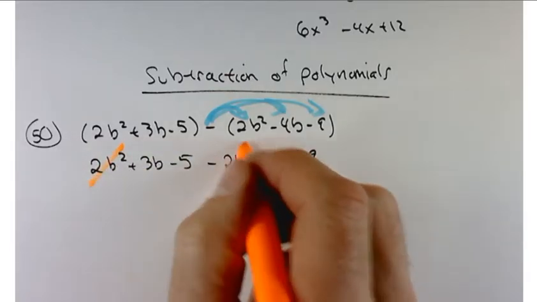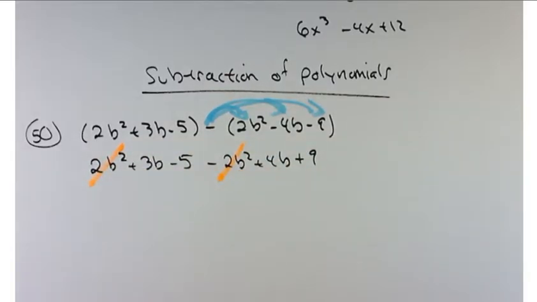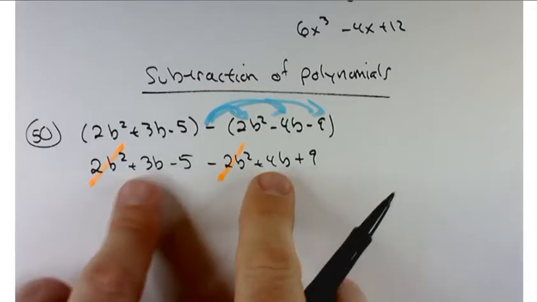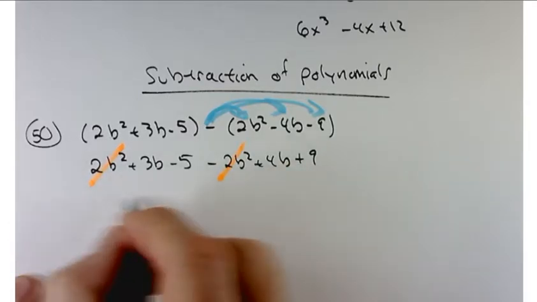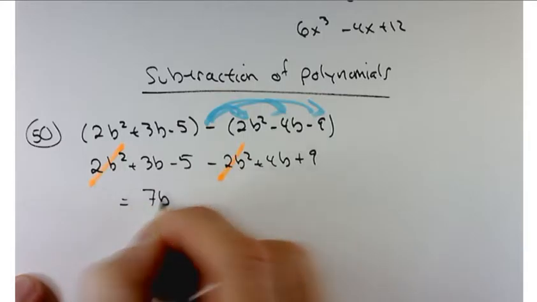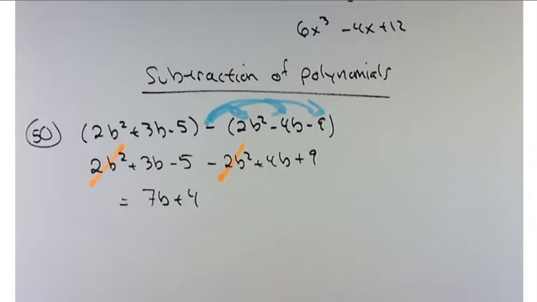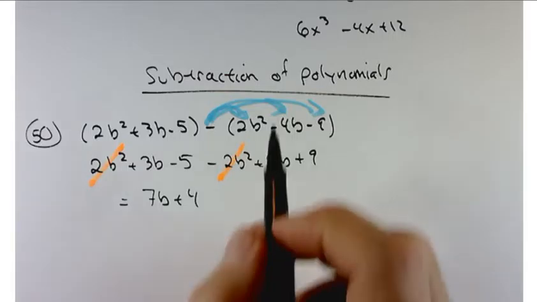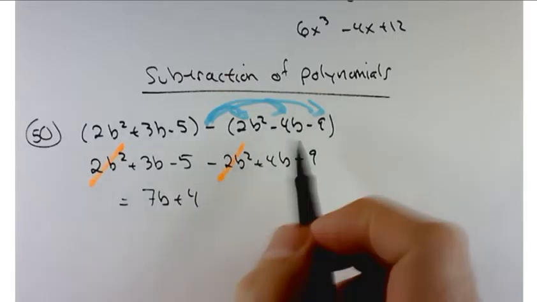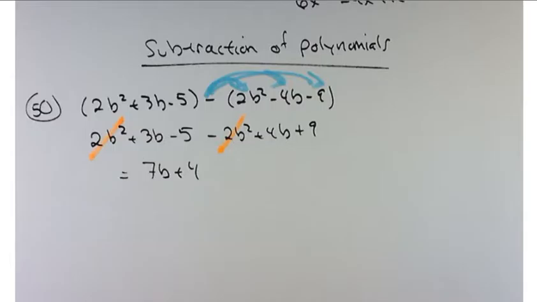Well done. Those cancel out together, right? This is completely gone. And then you're right, 3 and 4 gives me 7b. Minus 5 and plus 9 gives you a plus 4. Done. So the important thing to work on here is that you've got to distribute to that second polynomial. Distribute the negative sign. Change the signs, then add.